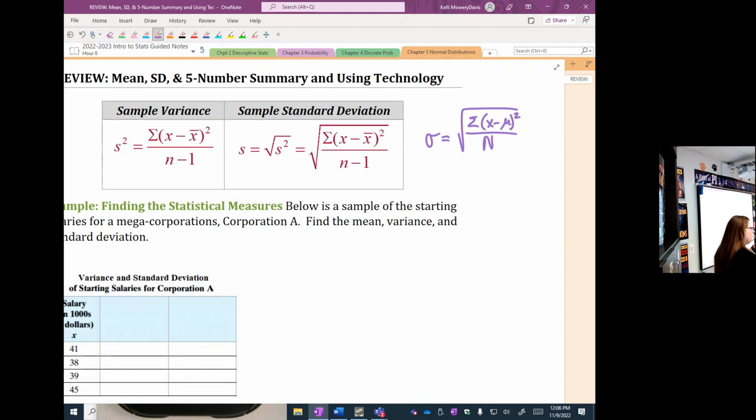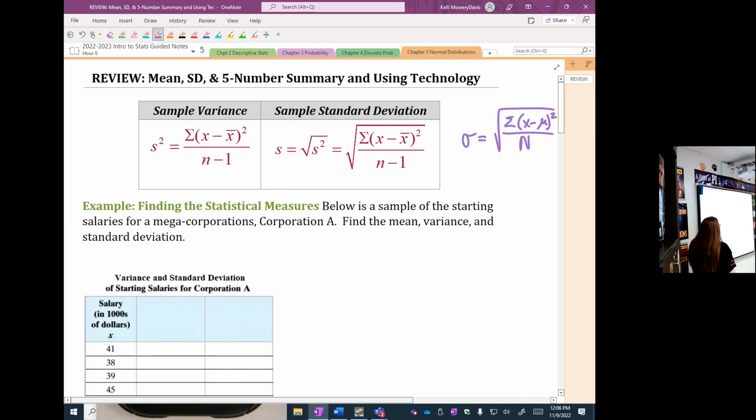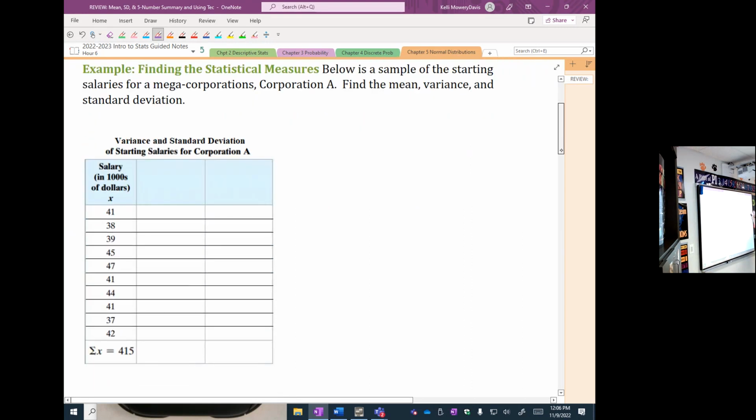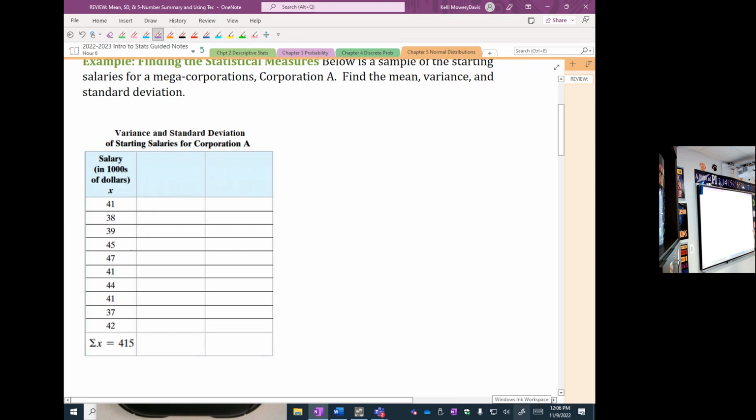So I'm going to show you how to do means and standard deviations on the calculator. But first things first, we need to do it the long way at least one time. For this example, it says below is a sample of the starting salaries for a mega corporation, Corporation A. Find the mean, the variance, and the standard deviation. We're going to do it by hand first of all.